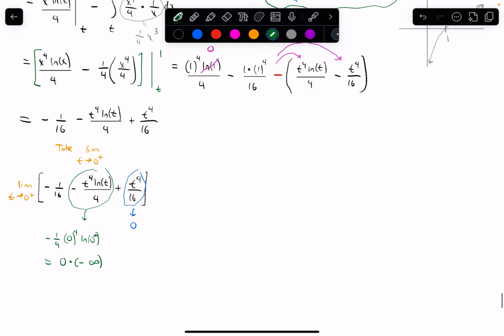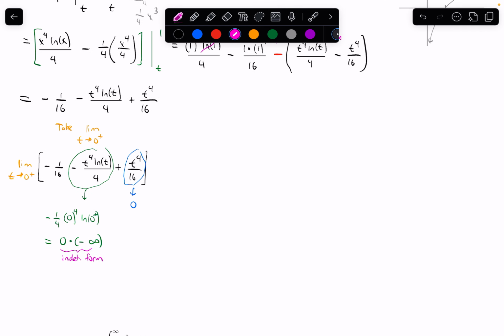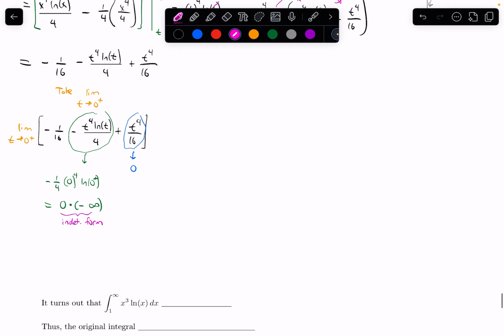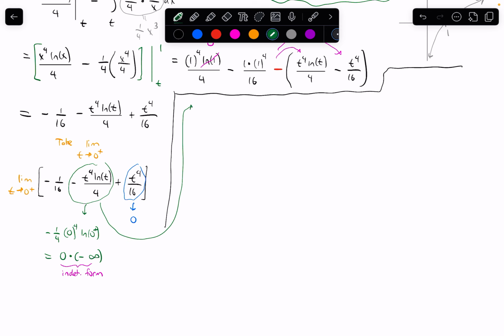Okay, and 0 times negative infinity, wait, that's one of our indeterminate forms. So this is an indeterminate form. It's something I have to simplify to be able to evaluate it. And then hopefully, there's a trick to simplifying it so that I can do L'Hopital's rule on it. Okay, so I'm running out of room here a little bit. So let us carry this over to the side. Okay, so I'm going to draw an arrow from my fraction over here.